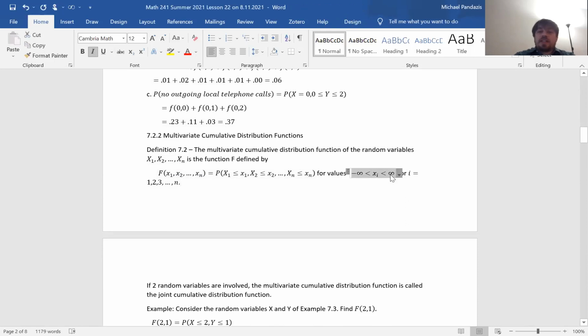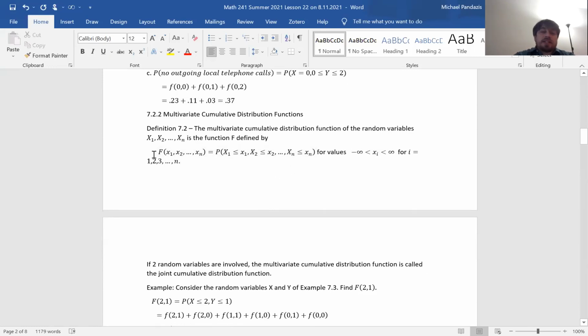Okay, this just says that the little x's are finite. And I'm saying i from 1 to n, so that way I include all n of the little x's here.